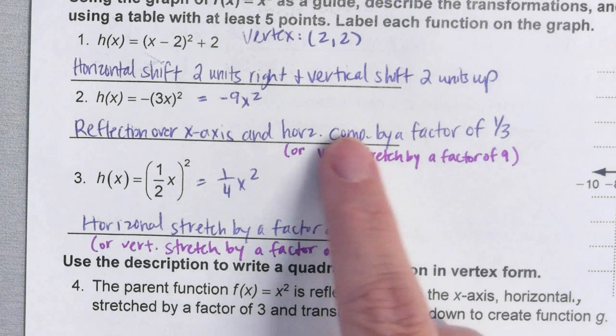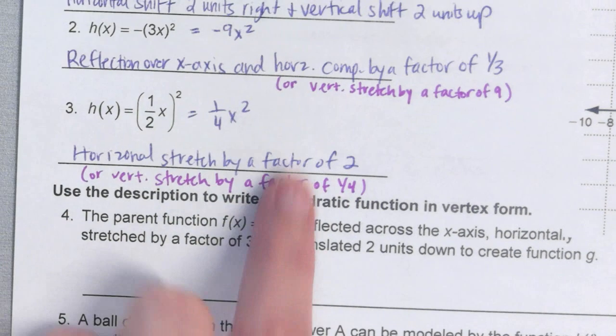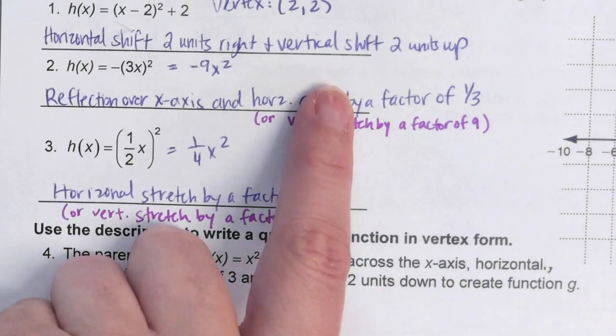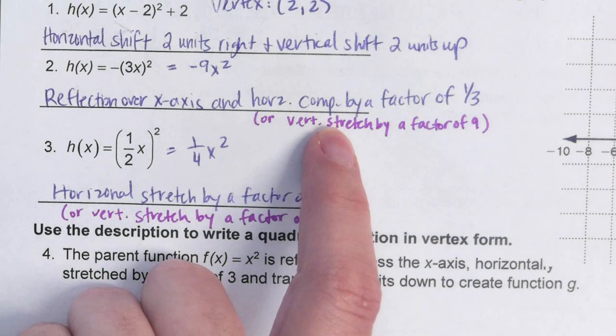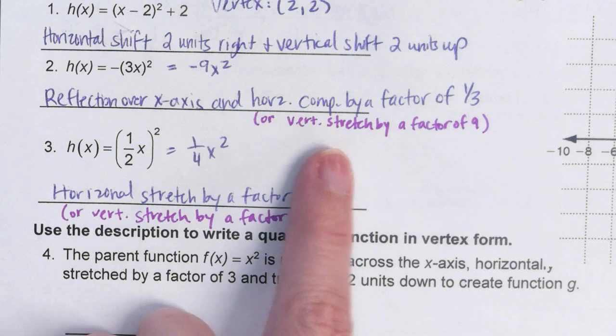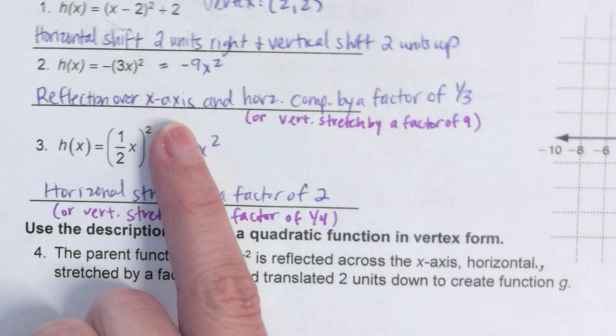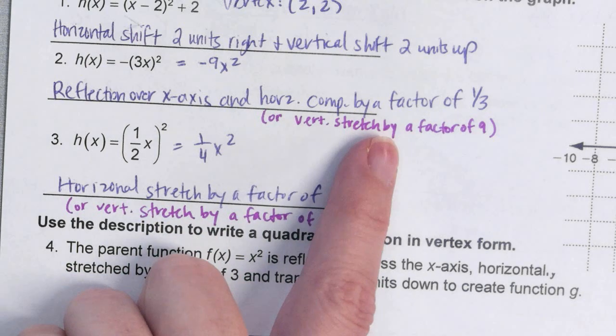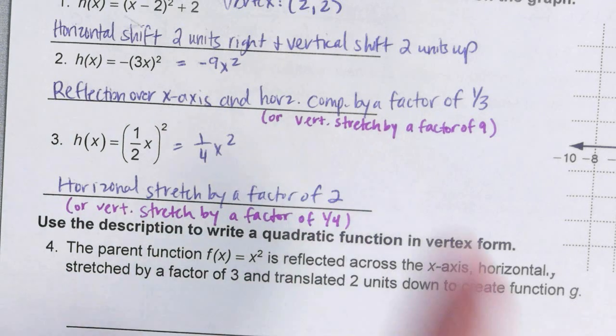Remember, there are equivalent transformations, so it would also be correct to say a vertical stretch by a factor of 9. You don't have to say both. And then the factors are always positive, because if you have a negative in front of it, that's going to be a reflection. So you can have the horizontal compression, or you can have the vertical stretch, and then check your factors there.